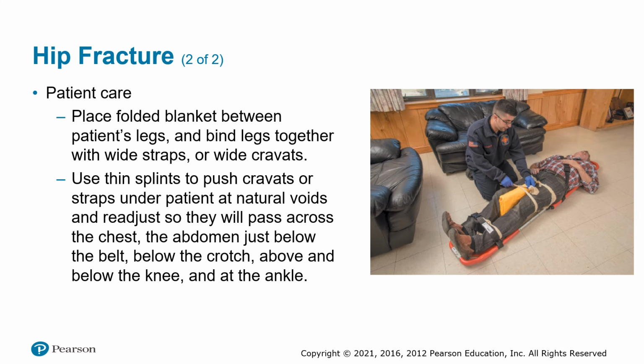Place a folded blanket between the patient's legs and bind the legs together with wide straps or wide cravats. Use thin splints to push the cravats or straps underneath the patient at natural voids and readjust so that they will pass across the chest, the abdomen just below the belt and below the crotch, below the knee and at the ankle.